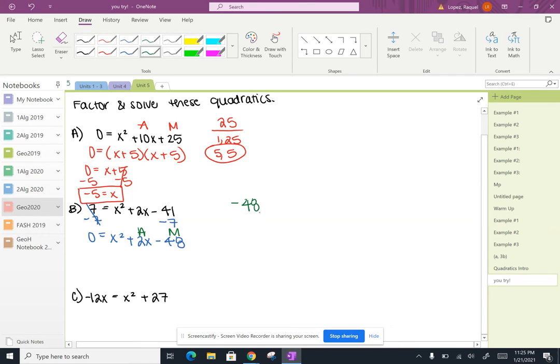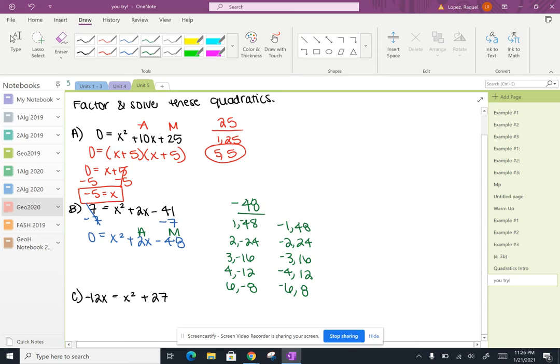So let's come up with a list of numbers that multiply to negative 48. Well, I've got 1 and negative 48, and I can swap those negative signs. 2 and negative 24, negative 2 and 24. I've got 3 and negative 16, negative 3 and positive 16. I've got 4 and negative 12, swap those signs. And then I've also got 6 and negative 8, and I can swap those signs as well.